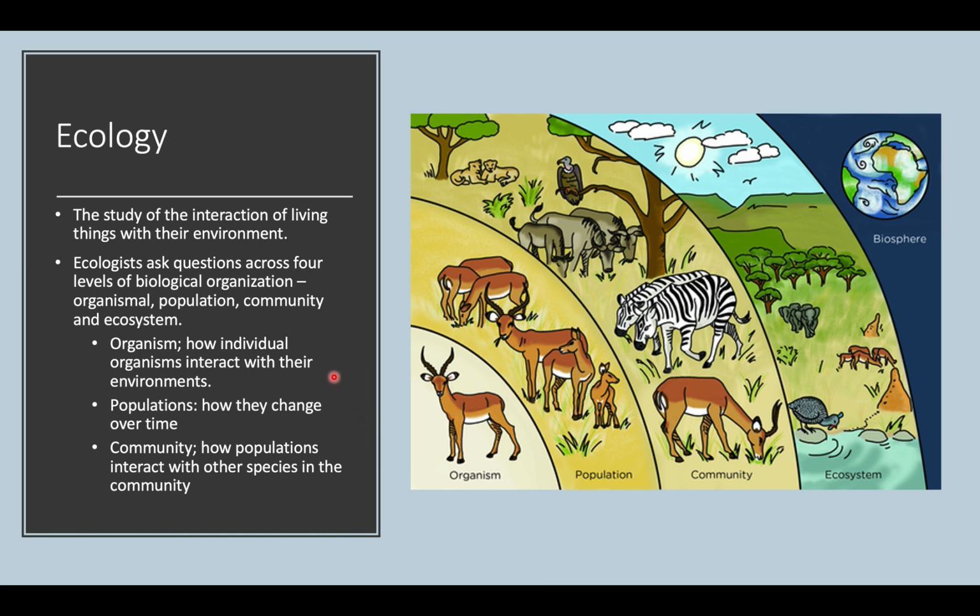So over here, we kind of have a breakdown. Ecologists will ask how individual organisms interact with their environments, how populations change over time, and how populations interact with other species in their communities. Individual organisms go together to form populations. A variety of populations go together to form communities, and communities and the physical environment of that area go together to form the entire ecosystem.